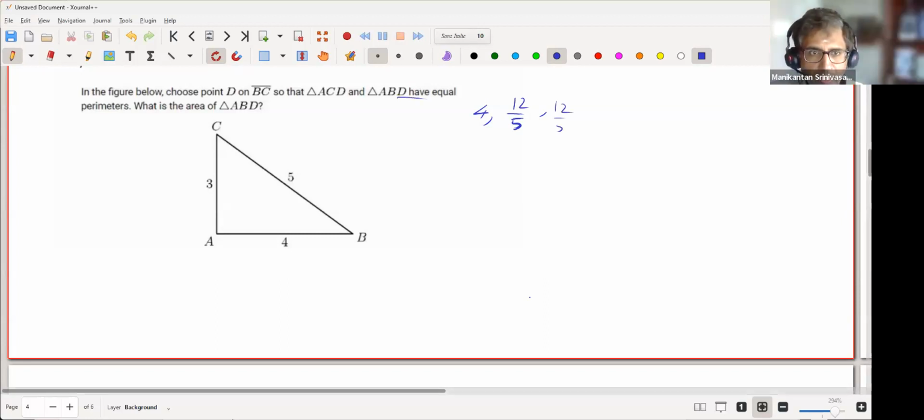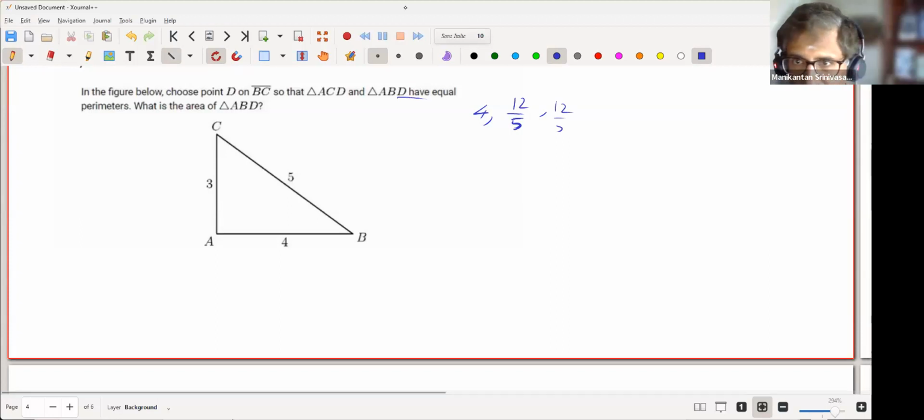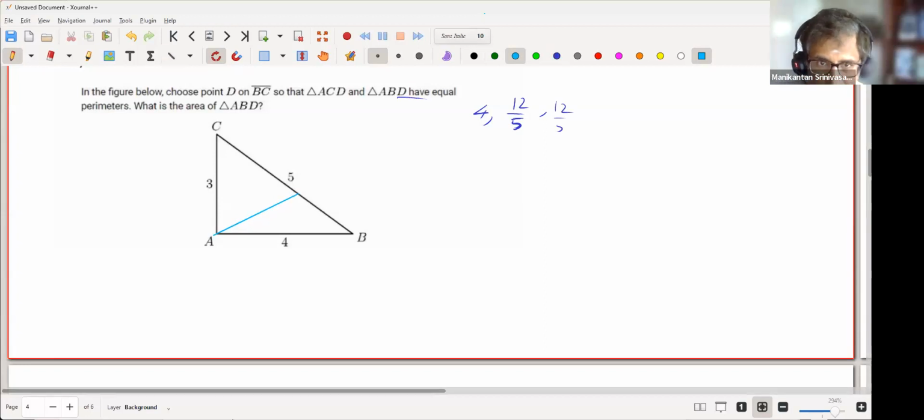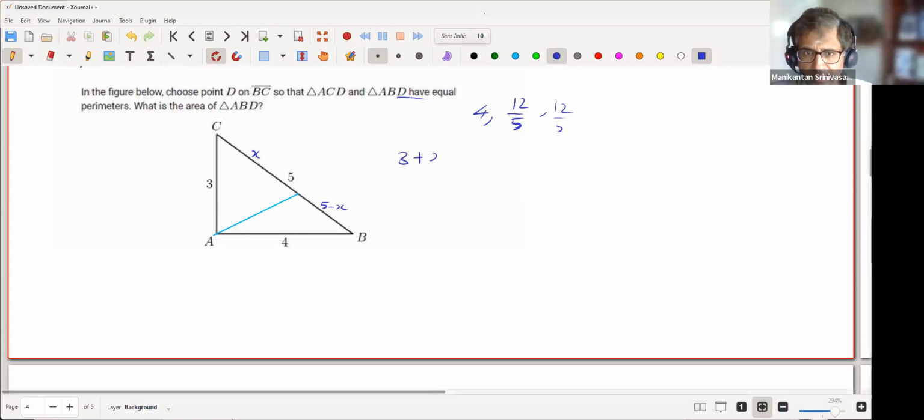They have equal perimeters. Let me just randomly draw, let's say this line is somewhere here. So these two have the same perimeters. Let's say this portion is x, then this portion is 5 minus x. If the two perimeters are the same, then what are we saying? We are saying 3 plus x plus, let's say this common part is y.